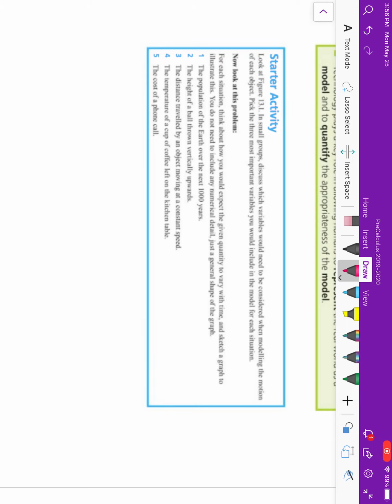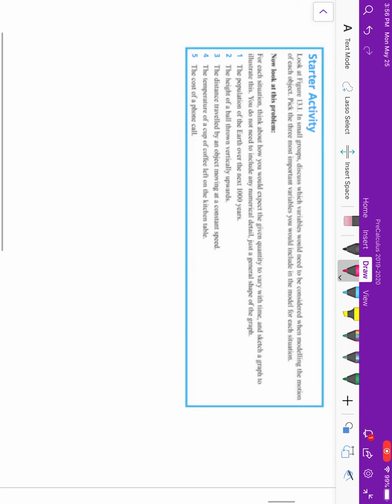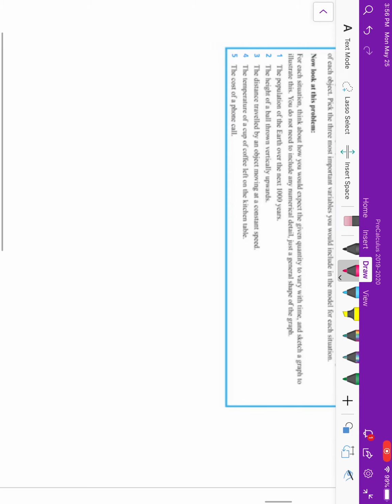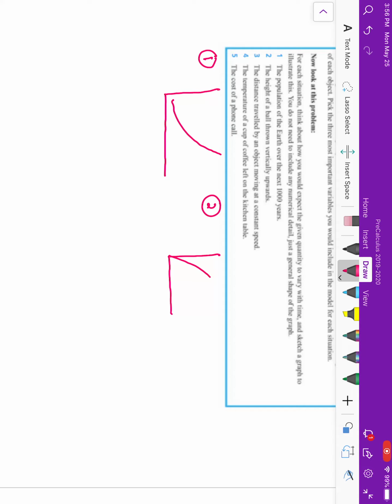you would expect the given quantity to vary with time and sketch a graph to illustrate this. You do not need to include any numerical data. Basically just talking about what type of graph that would be. Like the population of the earth has always been exponential. The height of a ball thrown vertically upwards, well, a ball thrown vertically upwards normally comes back down at some point, like a parabola. The distance traveled by an object moving at a constant speed.